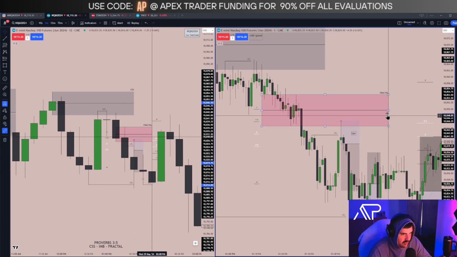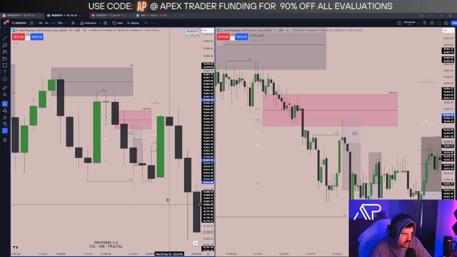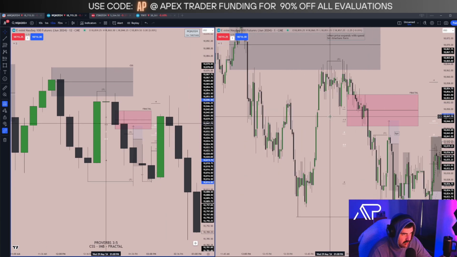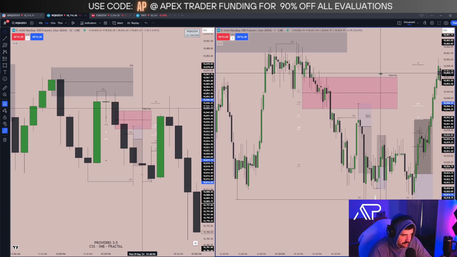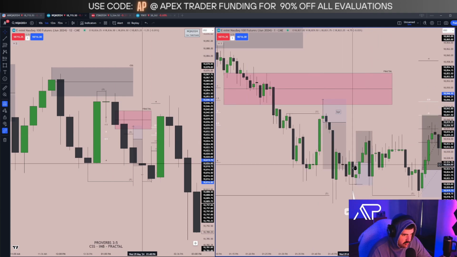We see price refer back up to it. Where does it tap? A 12-minute fractal right up here, after this decent expansion down outside of this higher time frame CSS. And we see price close back within the range and start to expand down.